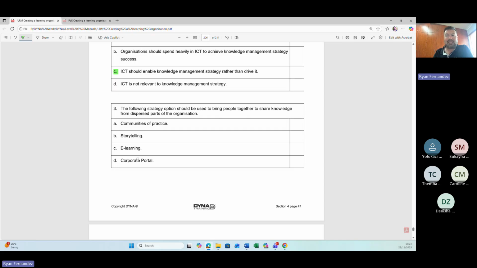Now, in this case, I will accept two answers. The first one is called communities of practice. So if we have similar systems, similar processes, and we're in different branches, we might work together in what we call communities of practice. You also have something called a corporate portal. So a corporate portal is like an internet program where everyone in the company can actually work on it. So it could be corporate portal, or it could be communities of practice, depending on how you look at it. So I'm happy to accept A or D.